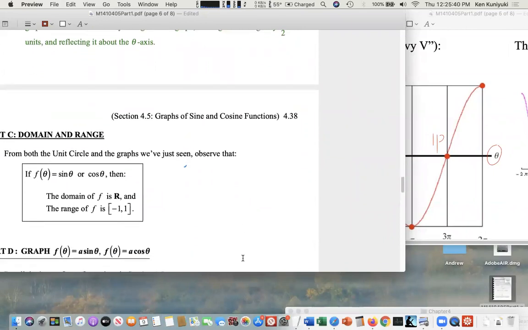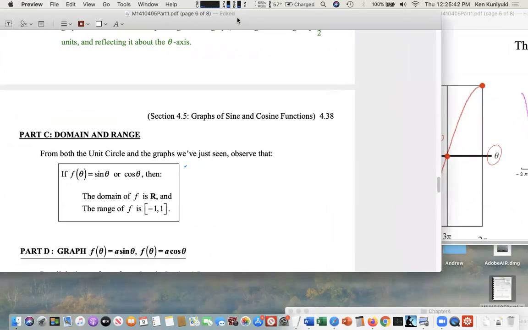Now, next time, we're going to talk about domain, range, amplitude, period, translations, various transformations. Next time.